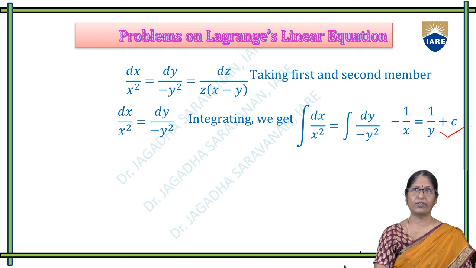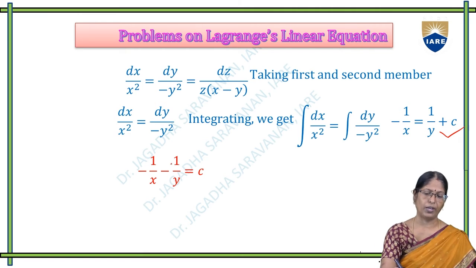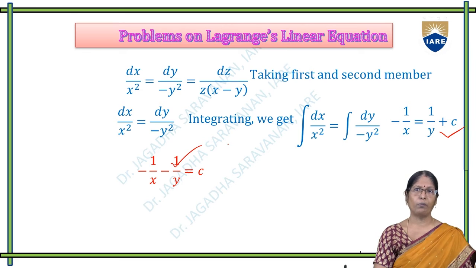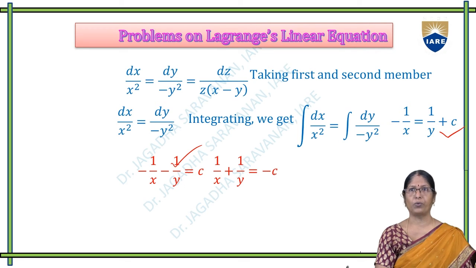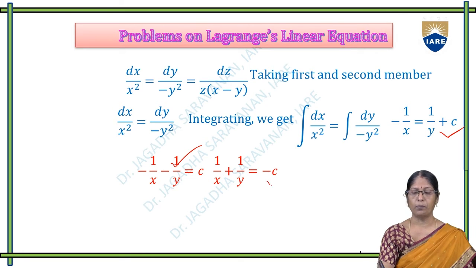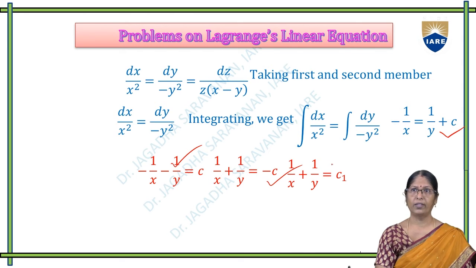So we added the constant, that is plus c. We obtained 1/y from the right position, we brought it to the left position. That is −1/x − 1/y = constant. Both sides, the minus sign we push to the right side. It has become 1/x + 1/y, which is nothing but −c. So −c we can name as c1. So the solution is 1/x + 1/y = c1.